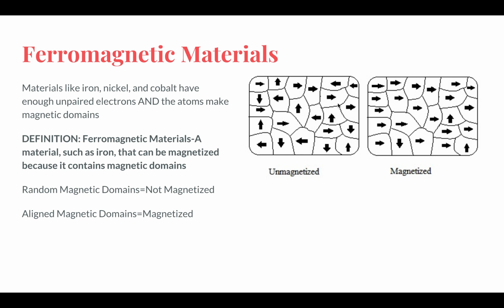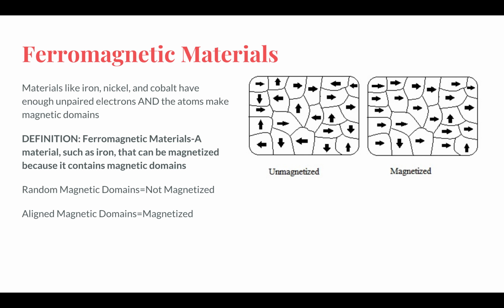We have a bunch of magnetic domains, and you see all of their magnetic fields are pointing in different directions. This results in all the fields canceling each other out, and you have an unmagnetized material. However, if we align all of the magnetic fields, or most of them, then all of the magnetic fields are working together, and you end up with a magnetized material because the magnetic fields kind of combine and create a very strong magnetic field.